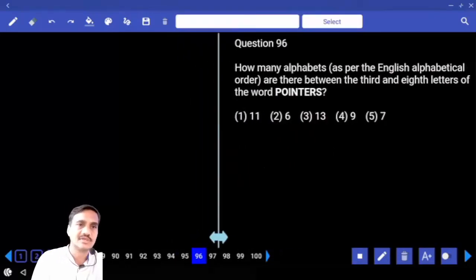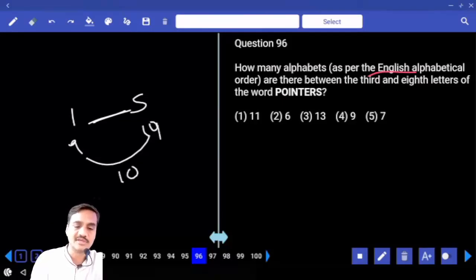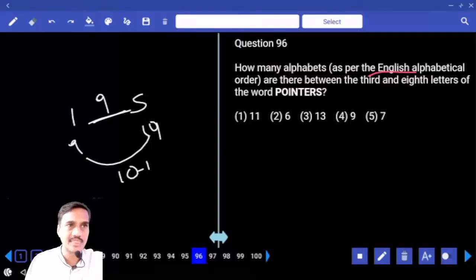Then 96, and the word is pointer. How many alphabets are there in the English alphabet between the 3rd and the 8th letters? What is the 3rd letter? I. 4, 5, 6, 7, 8. Yes. Now between I and S, tell me how many letters in the English alphabet. I is 9, S is 19, 9 minus 19 is how much? 10. 10 minus 1, there are 9 in between. Difference is 10. In between letters, there are only 9. I to S, J, K, L, M, N, O, P, Q, R. 9 letters were there. Then 96, 9, that is choice 4.